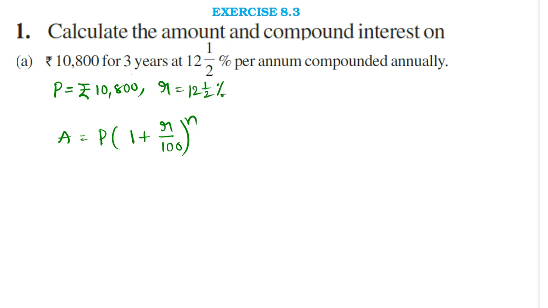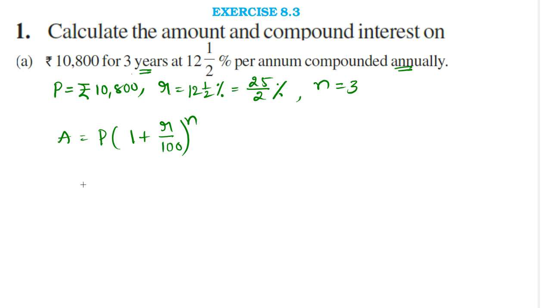R is 12.5%. This is a mixed fraction. Let us convert this into improper fraction. 2 into 12, 24 plus 1, 25. So 25 by 2%. Then number of years here, because compounded annually. So number of years, there is 3. So n equal to 3.